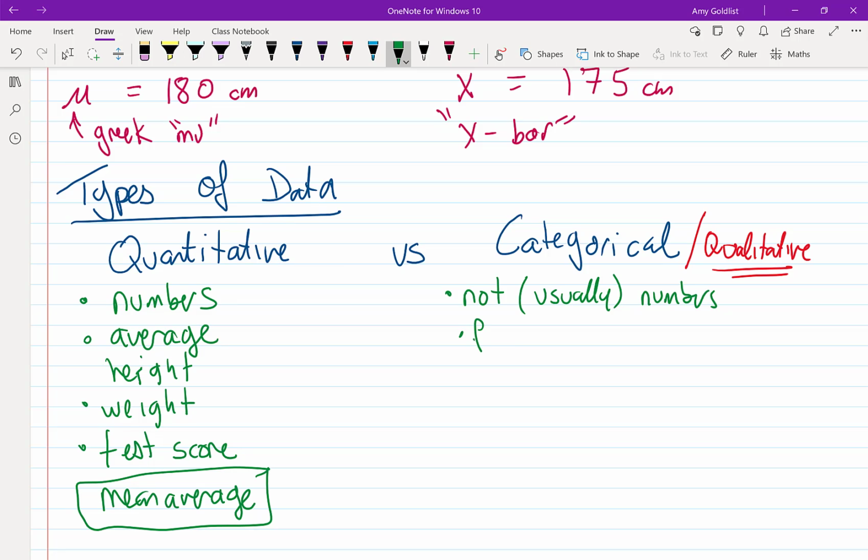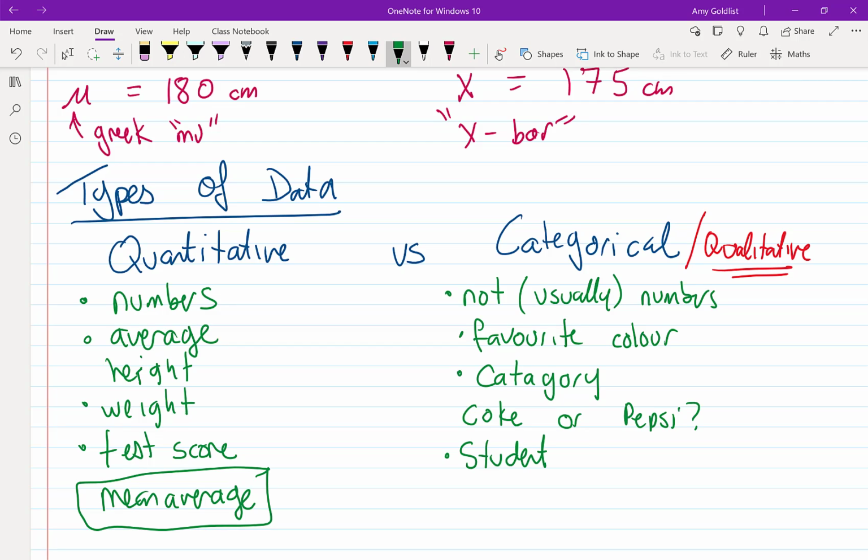They could be numbers, but they're not usually. Something like if I ask you, what's your favorite color? That's a category. That's where categorical comes from. What if I asked you, do you prefer Coke or Pepsi? An example of a number that is categorical is your student ID number. It wouldn't make sense for me to take all of your student IDs and add them up together and divide by the number of students. That's meaningless.